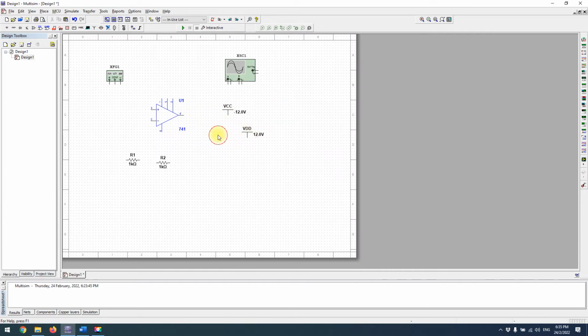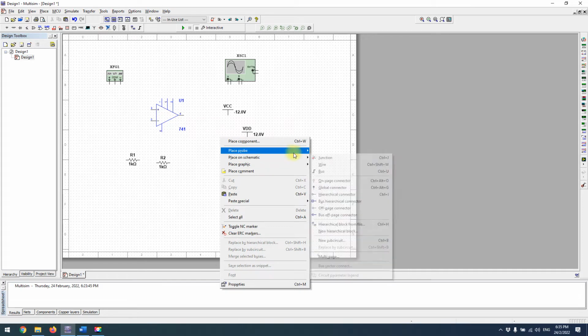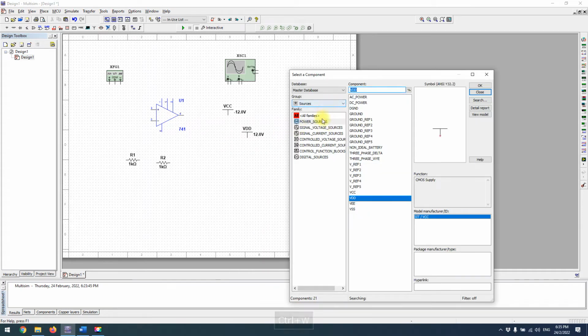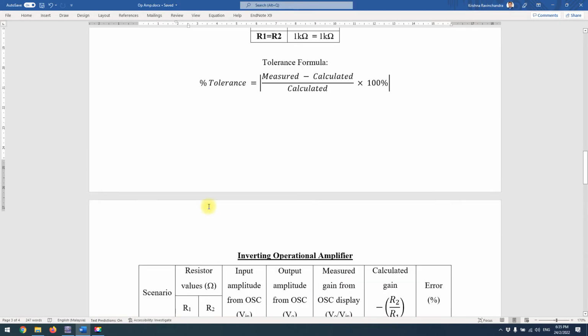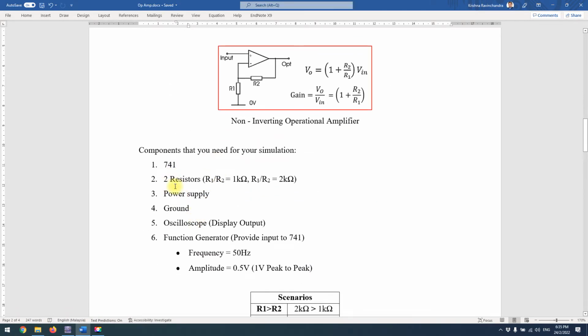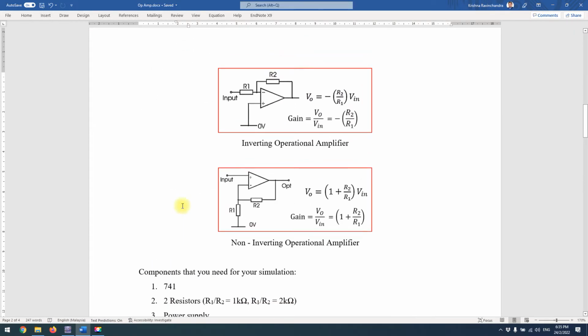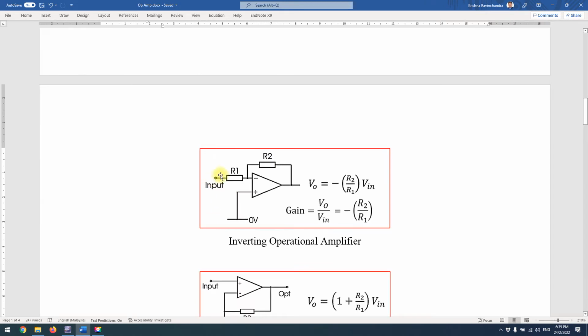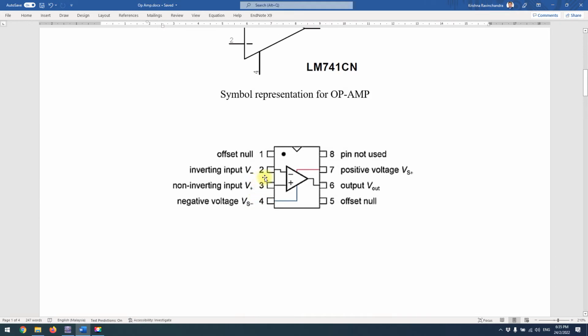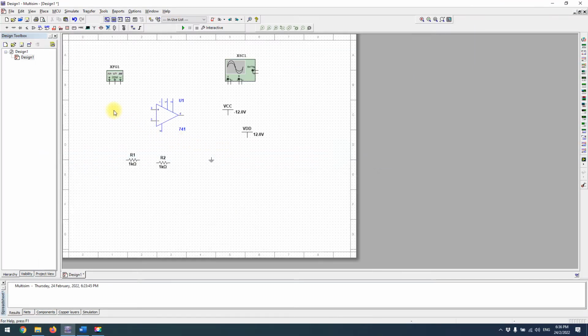Then we need ground. Don't forget that. So get ground. Is there anything else we need? Let's check our list. Two resistors, supply, ground, oscilloscope. Yep, I think we are there. So now let's go to this image here. They say input function generator, and then to the negative pin. So pin 2, and then pin 3 is going to be grounded, pin 4 is the negative supply. Okay, so let's go here.